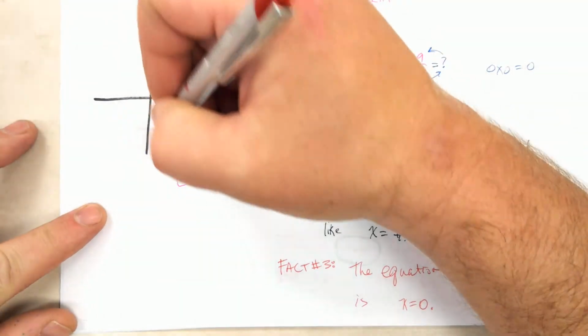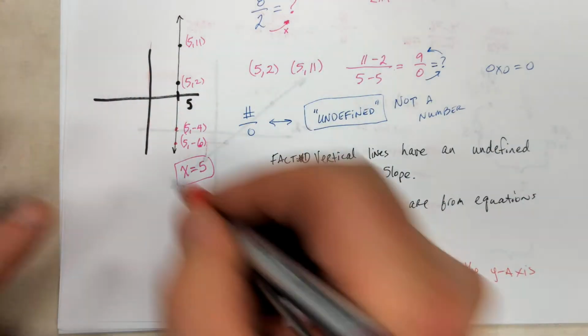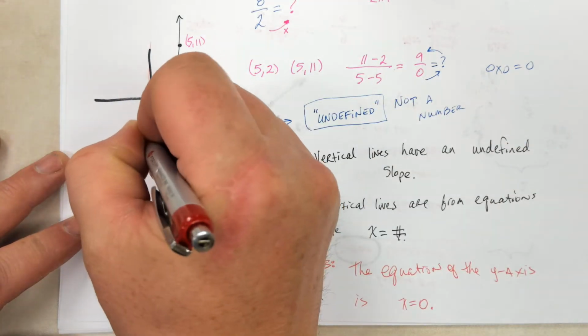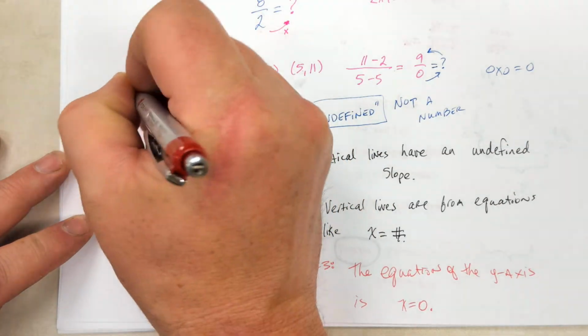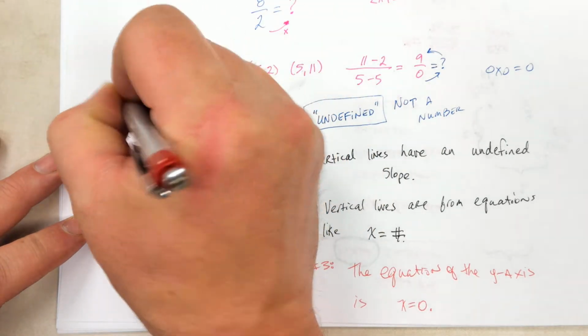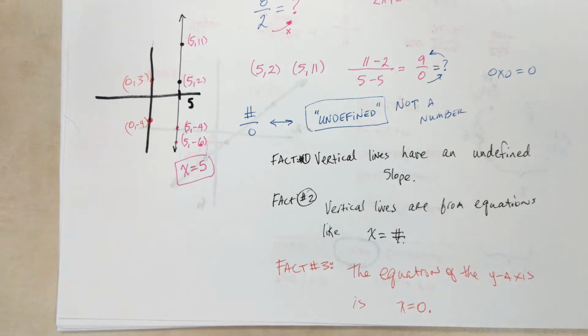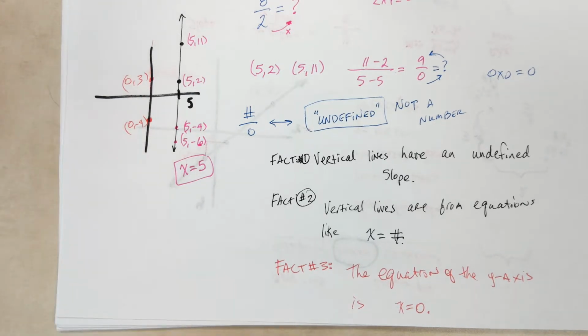Because the y-axis is right here, right? Everywhere on there it's 0 and then some number for y. You see? Everywhere on there x is 0. So x equals 0 is the y-axis. Doing good? So far so good.